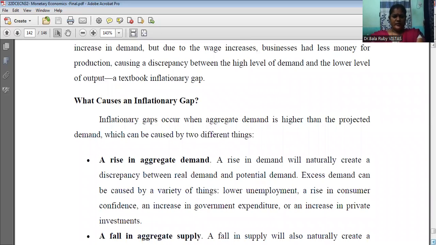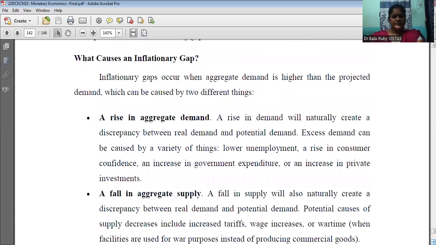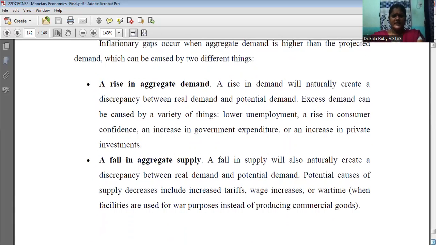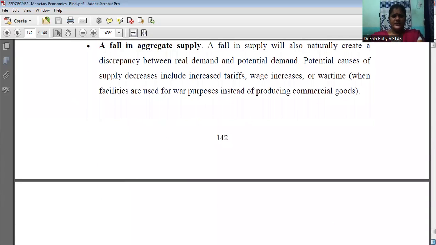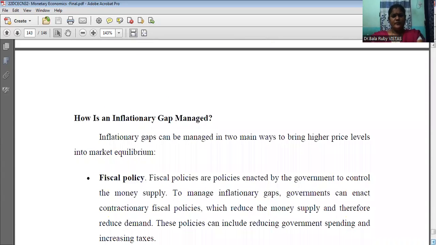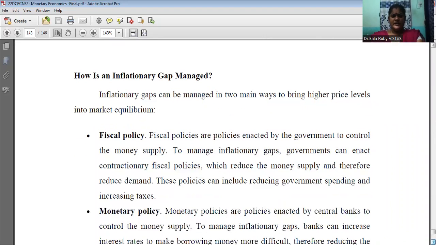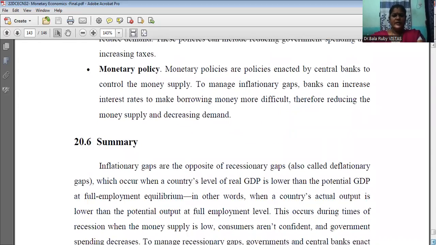Now let us discuss the meaning of inflationary gap. It occurs when the aggregate demand is higher than the projected demand, which can be caused by two different things. One is the rise in the aggregate demand and another one is the fall in the aggregate supply. How is this type of inflationary gap managed? There are two ways. One is with the help of fiscal policy, and another one is with the help of monetary policy.